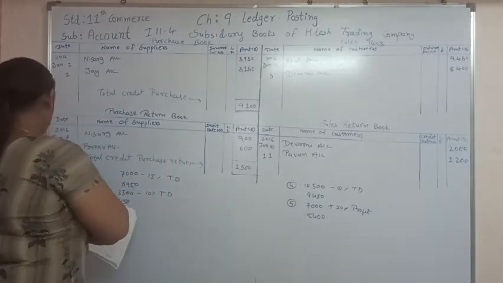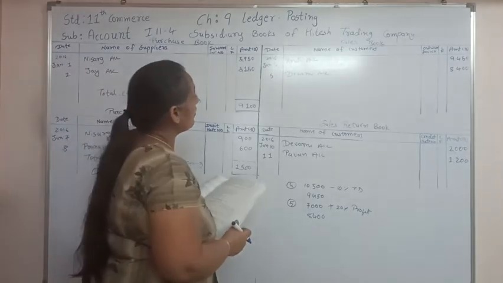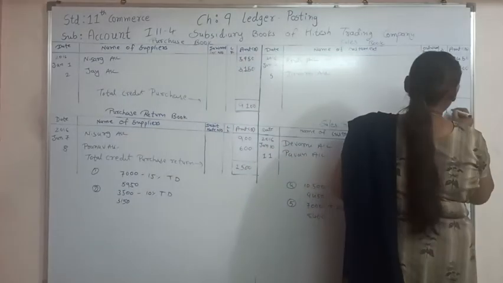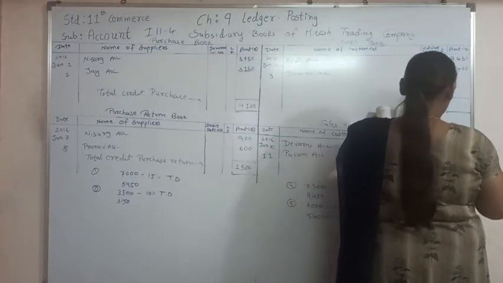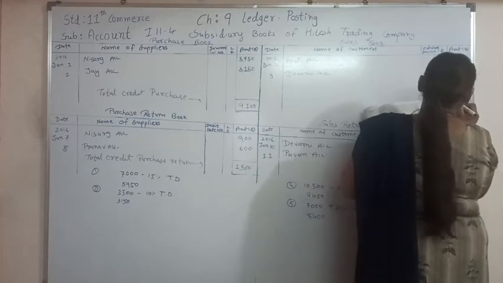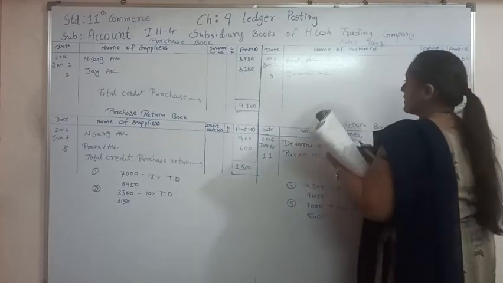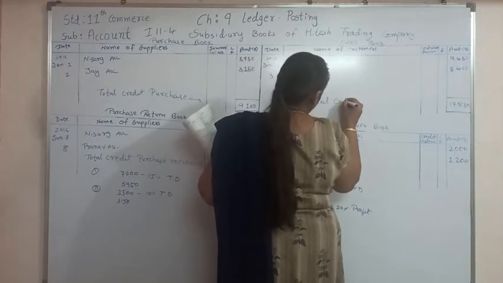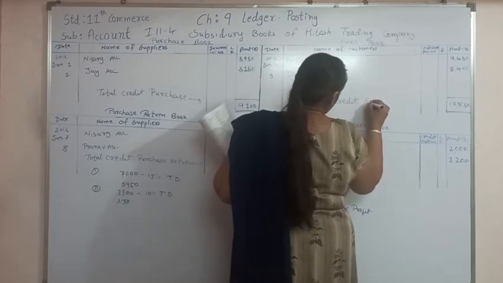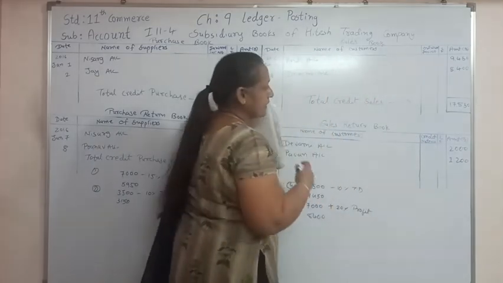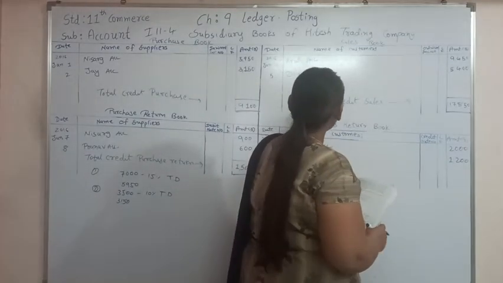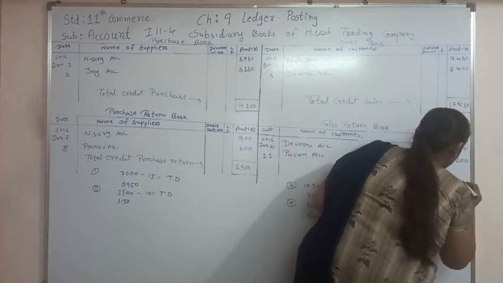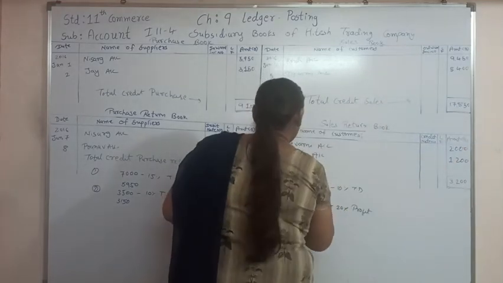So that is that. Now let's see the total of 9,450 and 8,400. So this is our total credit sales, 17,850. Now let's make the total of the sales return book, that will be 3,200. Here, total credit sales return.